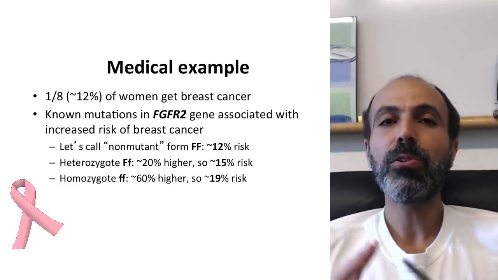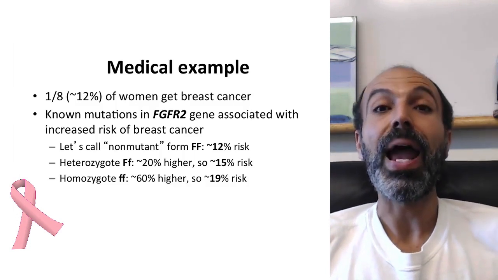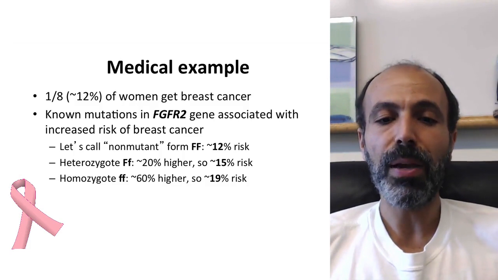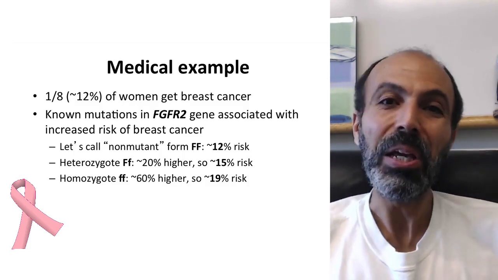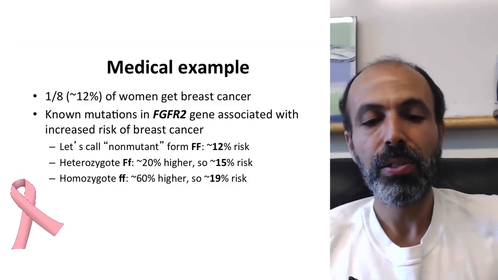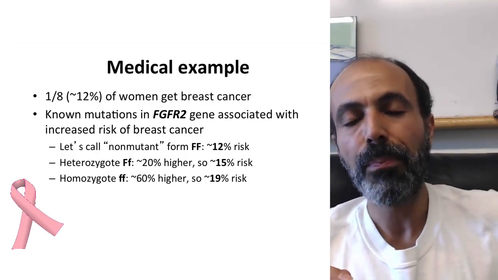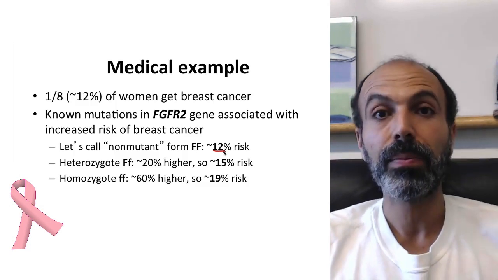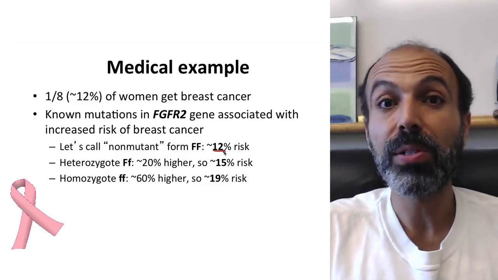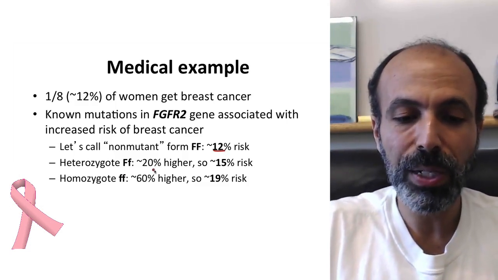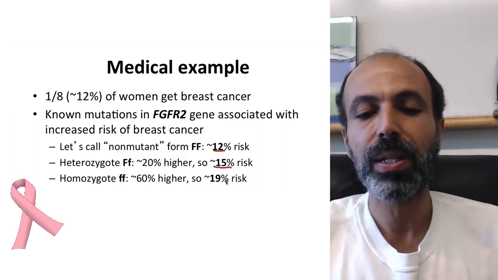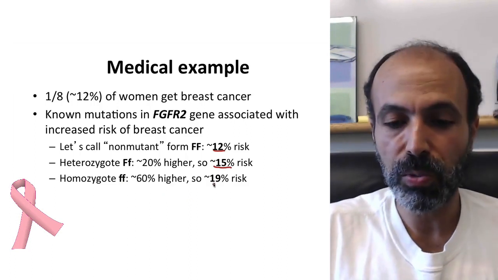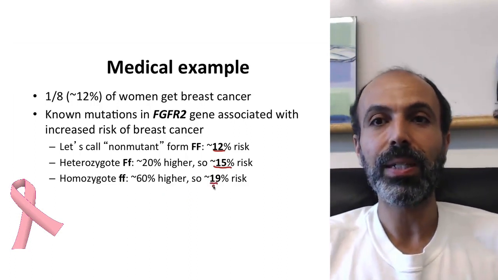So about 12% of women on average get breast cancer. And there are known mutations in the FGFR2 gene that are associated with an increased risk of breast cancer. Okay? So let's call in this case the non-mutant form big F, and let's say that they have the default 12% risk of cancer. If you're heterozygous, if you're big F, little f, you have a 20% higher chance, so you have about a 15% risk of getting cancer. If you're little f, little f, this is the worst one, you have a 19% risk of getting cancer.